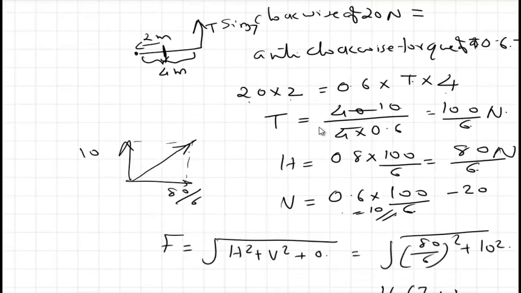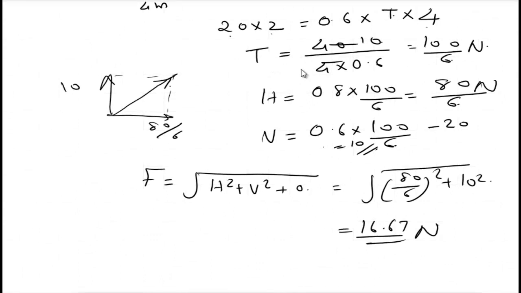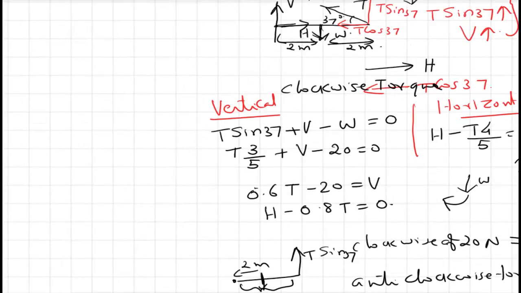Torque we equated, from that we got the value of T. And from T we can find out the H and V values. This is how we will be finding out the hinge force. So always remember, for finding out the hinge force, one of the methods is to find out the horizontal component and vertical component, then find out the force. Clear, children? This is how we will be solving this one.